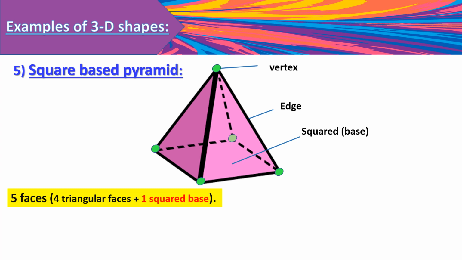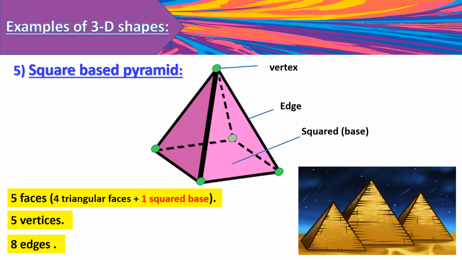We said square base because it's a base in the shape of a square, so it's called a square-based pyramid. It has 5 vertices and 8 edges. It's like our Giza pyramid.